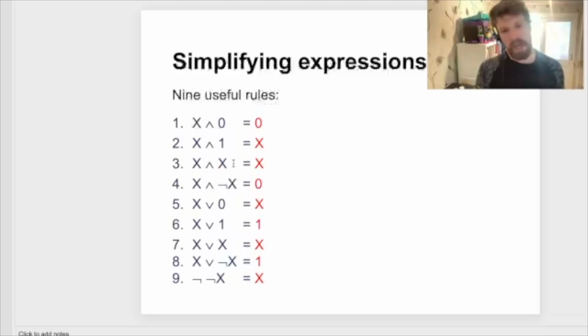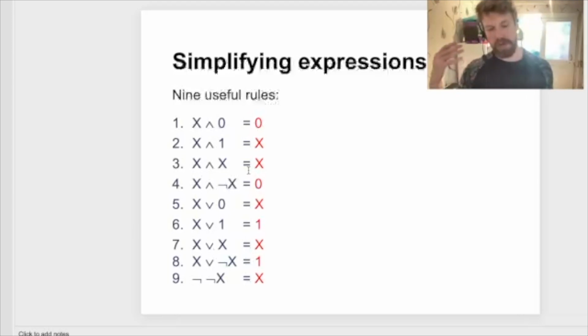X and X: if X is 0, it's going to be 0, and if X is 1, it's going to be 1. So it's just X. X and not X is going to simplify to 0, because whatever X is, we're always going to create a situation where there is a 1 and a 0. If X is 1, then not X is 0, so we are never going to get a situation with two 1s. So that will always simplify to 0. Then we're going to go into the OR gate. So X or 0 is X.